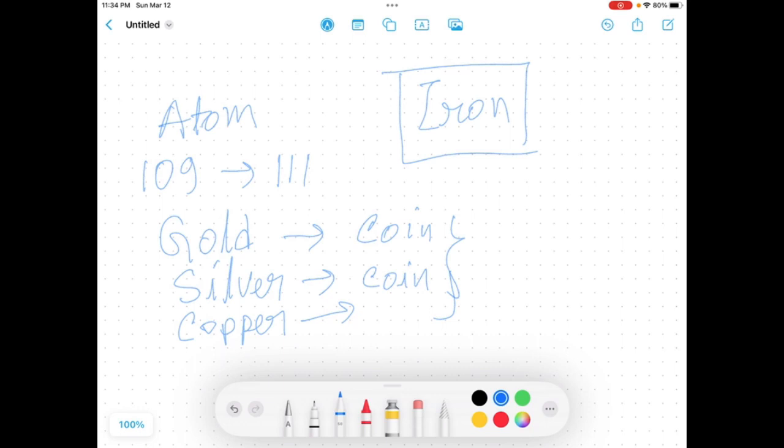Also, if you look at your table salt, the table salt is called sodium chloride. So sodium is a metal and chlorine is a non-metal. I will slowly discuss what is metal, what is non-metal. So these are kinds of elements, and there are 111 elements already discovered.